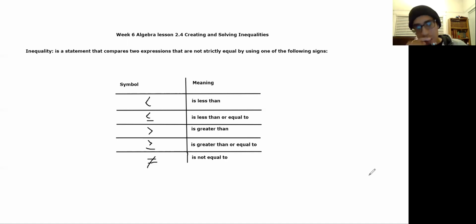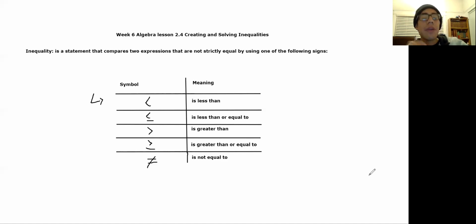So here is the inequality. The definition is a statement that compares two expressions that are not strictly equal by using one of the following signs. And if you notice, we have 5 different signs. Symbols are to the left, meaning is to the right. For example, the very first symbol here means less than.